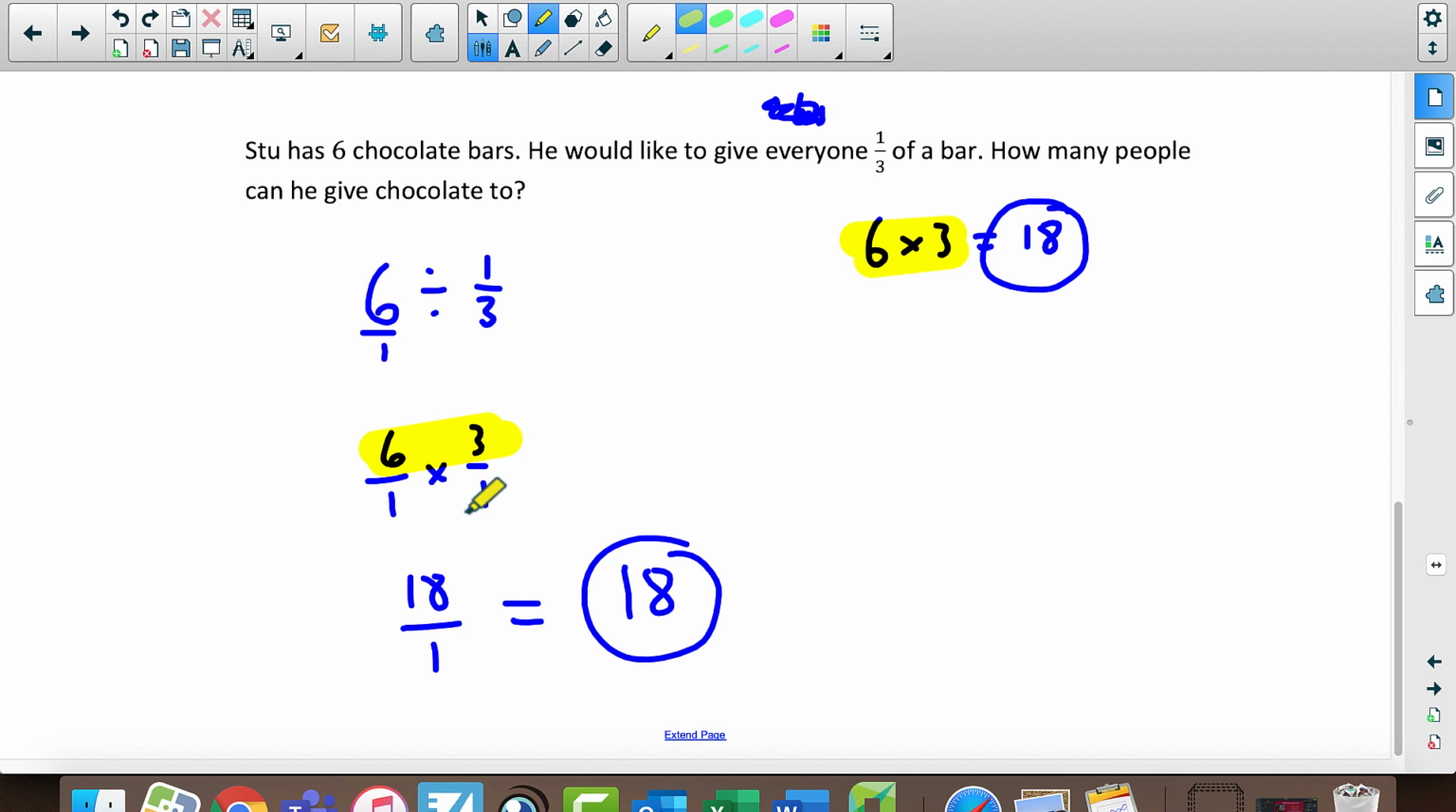Alright, I hope that makes sense. Next day will be pretty straightforward if you understand this, because we'll be doing more division with mixed numbers. And I bet if you think back to multiplication of mixed numbers, I bet you can guess what that'll mean.